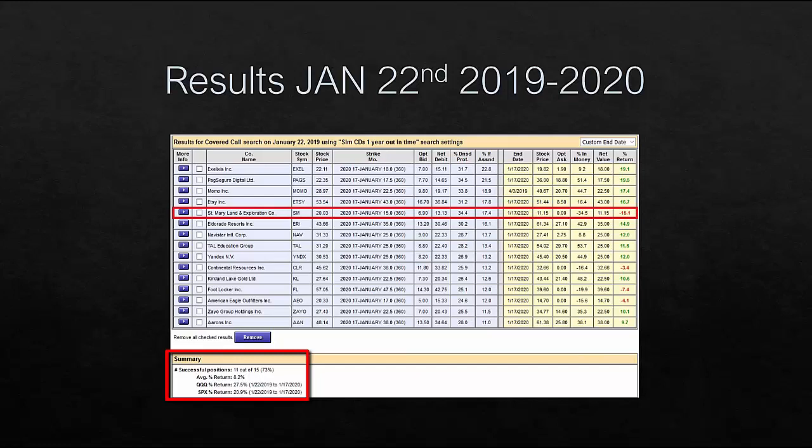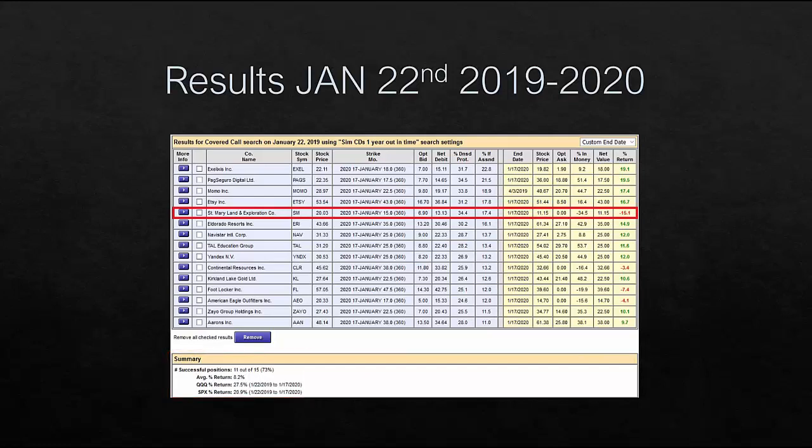However, we do have one big loss here on St. Maryland of down 15.1%. Not as bad as the numerous ones we saw in 2018 without any management. This brought the portfolio down. Even though we have a 73% success rate, we're only at an average return of 8.2%. The Qs up 27.5%, SPX up 21% roughly during that same time period.